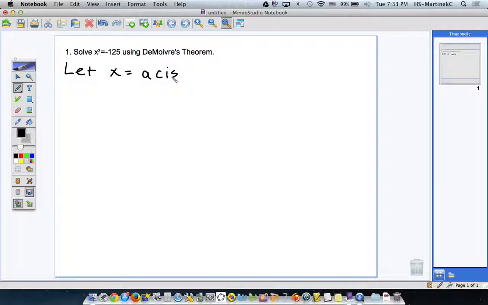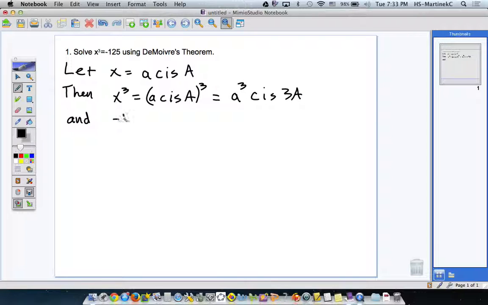a cis capital A. And what that would tell us is x cubed is a cis A to the third, which would be the same as little a times little a times little a, or a to the third. We multiply magnitudes, and then it'd be cis of 3 times A because we add arguments. So it'd be capital A plus angle A plus angle A. Okay, so we know that's the same as x cubed is.